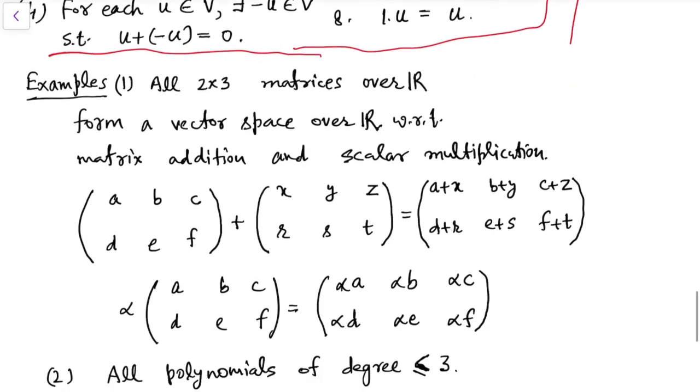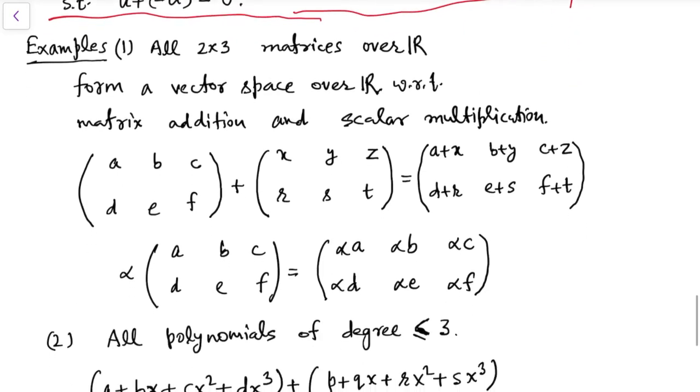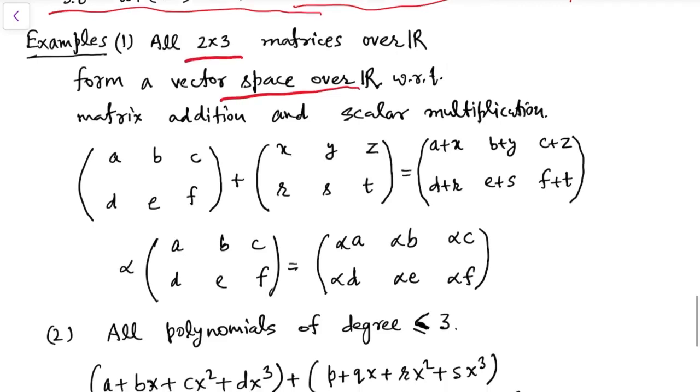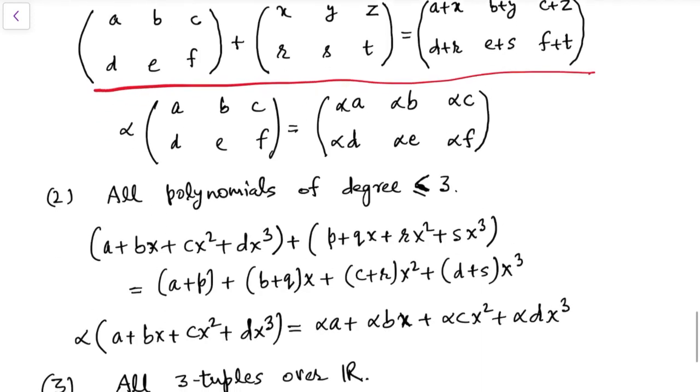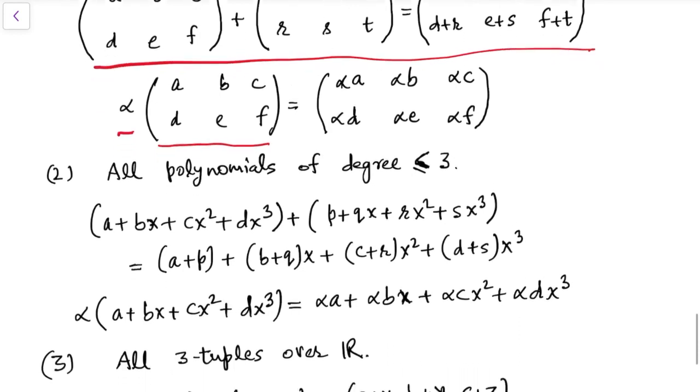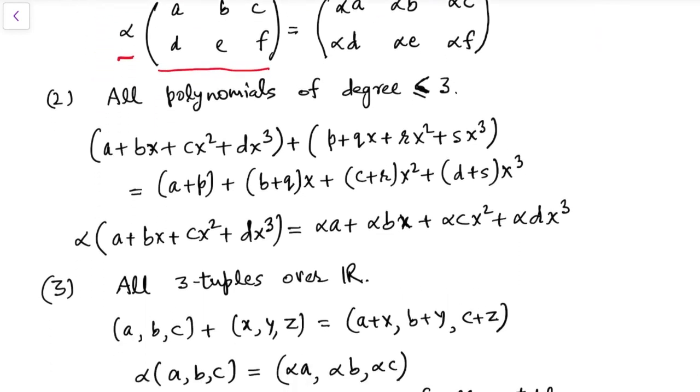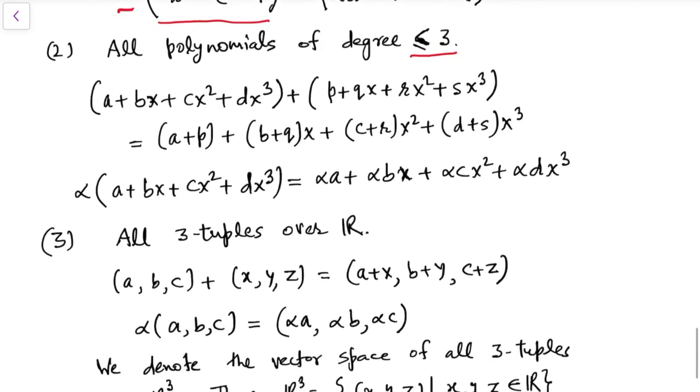Examples: all 2 by 3 matrices over R form a vector space over R. In fact, you can take any m by n matrices. We define addition as follows, you know how to add two matrices, and this is multiplication of a scalar with a matrix. All polynomials of degree less than or equal to 3 become a vector space under this addition and this scalar multiplication.